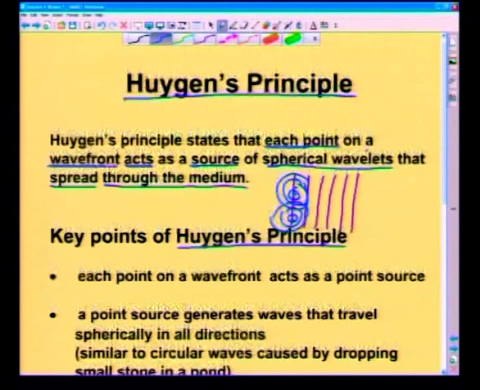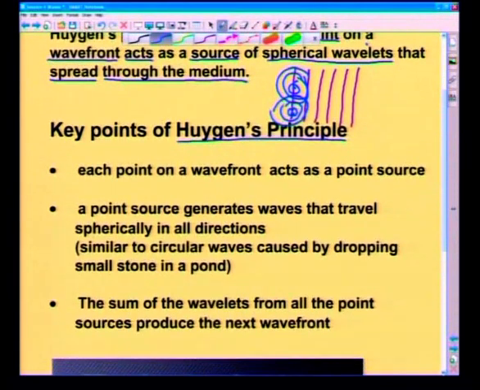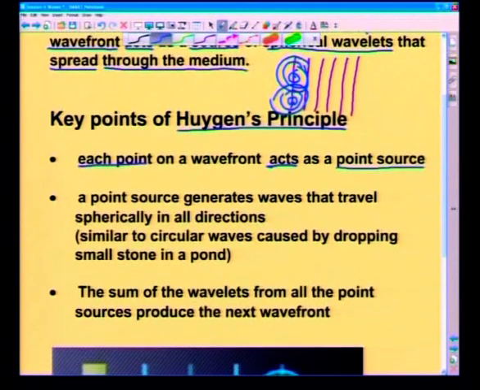And we need to look at the consequences of what he is saying in terms of how waves behave. Let's now come to the key points on Huygens' principle. Now, the key point that Huygens is putting forward is, firstly, like I've just explained, each point on a wave front acts as a point source.